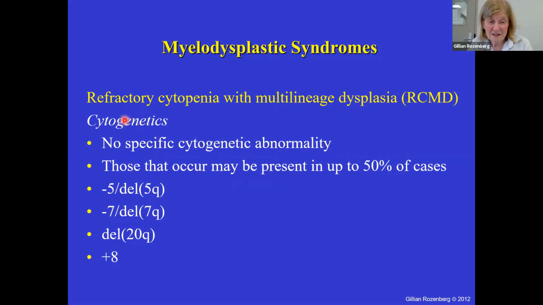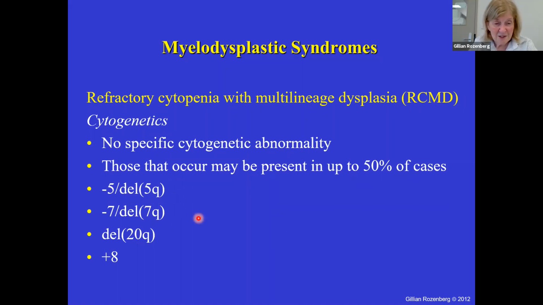So the cytogenetics, no specific cytogenetic abnormality, but those that occur can be present in up to 50% of cases. And if you note, as we go through all these groups, you'll note that the same cytogenetic changes are occurring. So minus chromosome 5, deletion of chromosome 5q, minus chromosome 7 and deletion of chromosome 7q, deletion of chromosome 20q, and an additional chromosome 8.